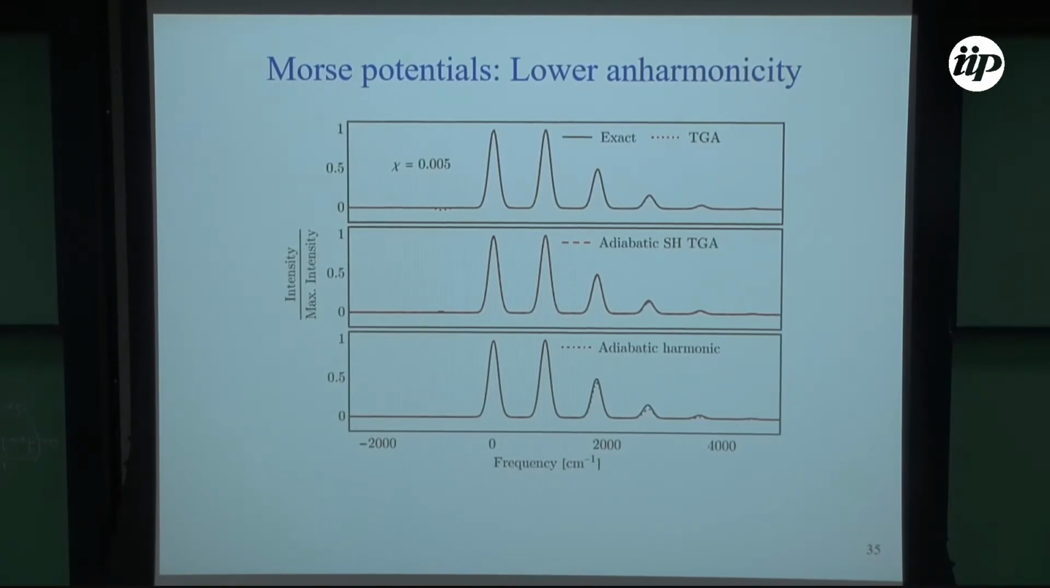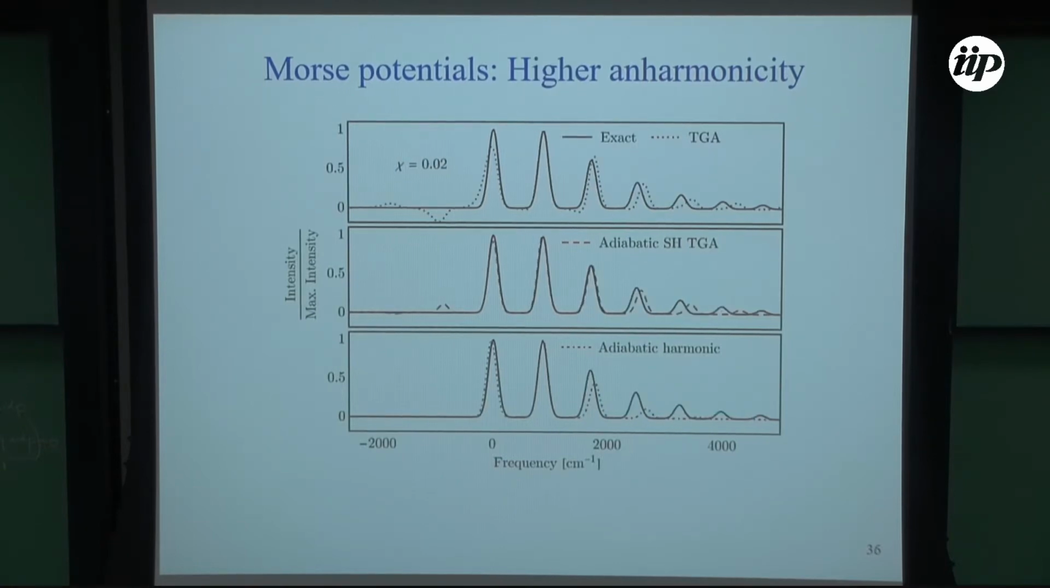This is again the Morse potential. If you have very weak anharmonicity, you don't gain anything. The TGA is pretty good. The adiabatic harmonic is pretty good, maybe a little bit worse. And the single Hessian is actually pretty good too. It turns out slightly better than the TGA, but you would not expect that always. But now if you increase anharmonicity, the thawed Gaussian approximation becomes worse. The adiabatic single Hessian approximation also becomes worse, but both of them are not too bad. Adiabatic harmonic is much worse. You lose some peaks almost completely.